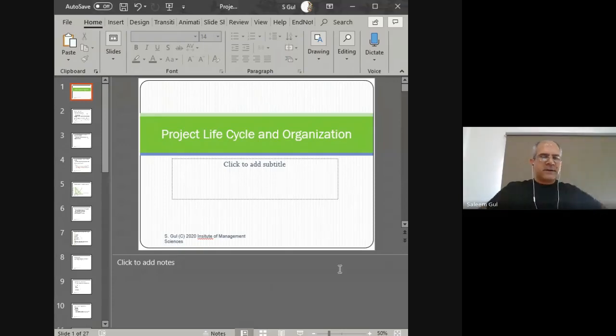Okay, so this is our third lecture. It's a recap of what we have done again. And this lecture concerns project life cycle and organization. So we talked about how projects move from initiation all the way up to their closing or the rollout. And we also talked about the different types of organizational structures that are available for project managers to organize their projects. So that's the agenda item for this lecture.